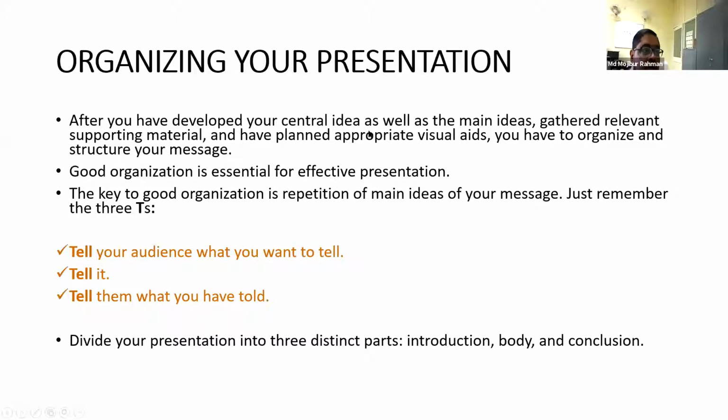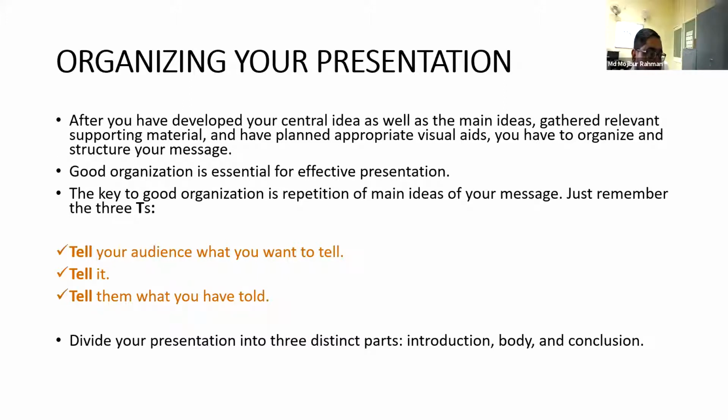Then organizing your presentation. After you have developed your central idea as well as main ideas, gathered relevant supporting materials and planned appropriate visual aids, you have to organize and structure your message. Good organization is essential for effective presentation.